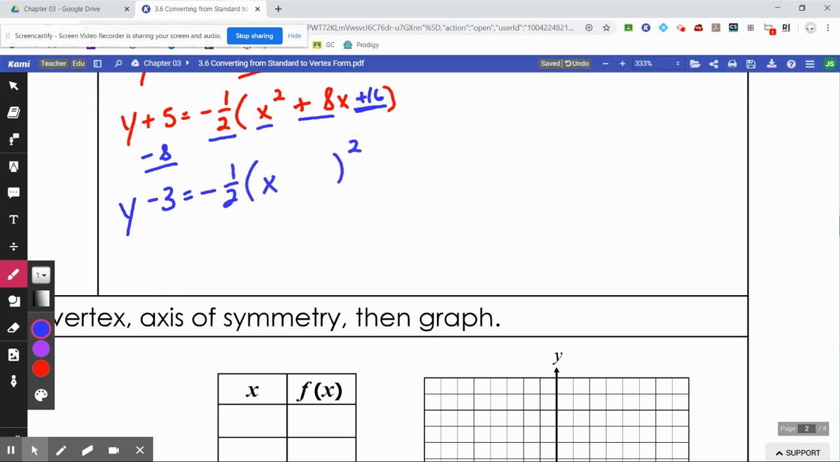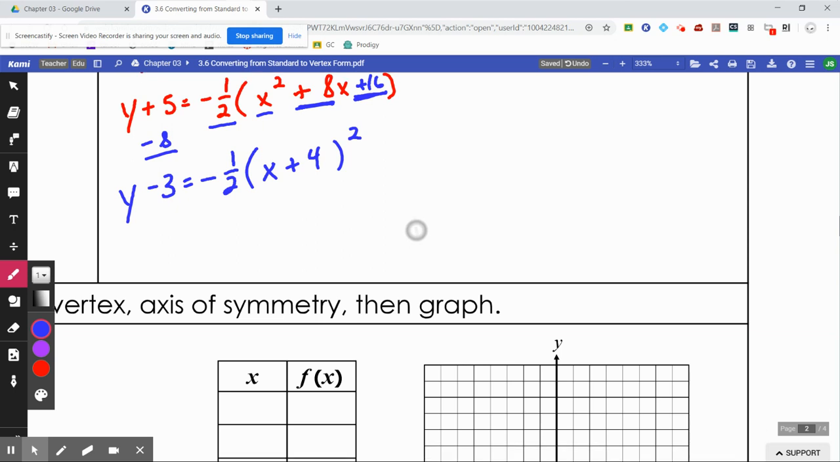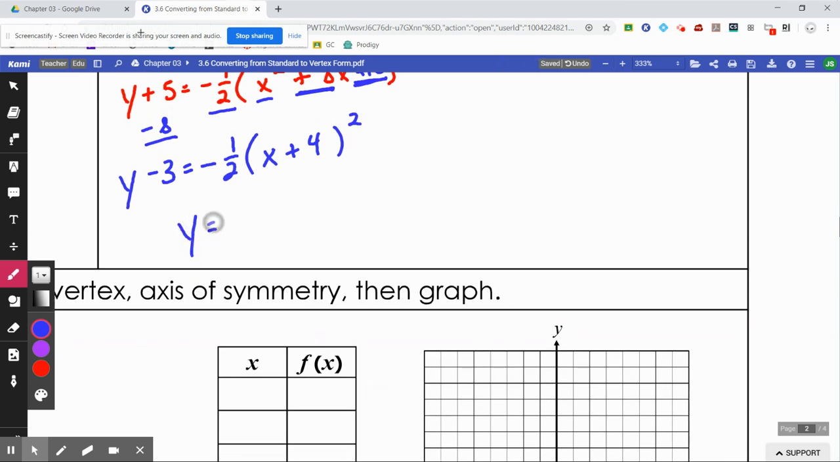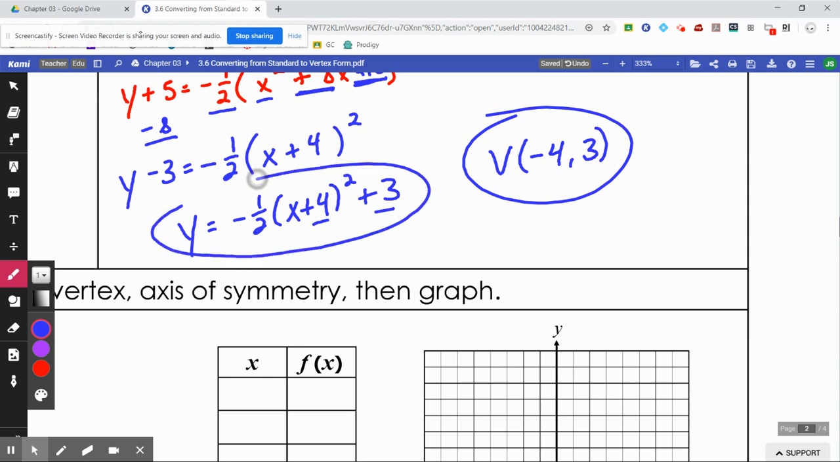X times x gives you x squared. What adds, what multiplies will always be half of that, which would be plus 4. And you're finished. Move the 3 back over. Y equals negative 1/2 parentheses x plus 4 squared plus 3. So your vertex is here. Your vertex got moved from the original spot, left 4 and up 3. There's vertex form, and there is your vertex.